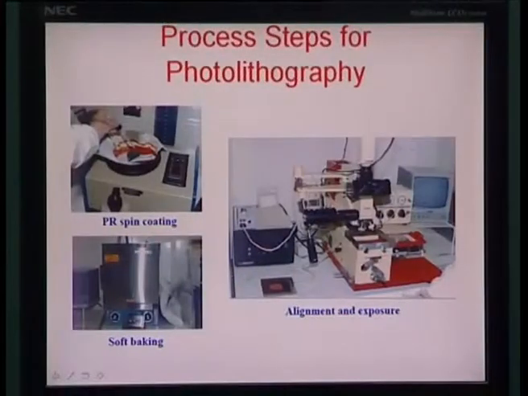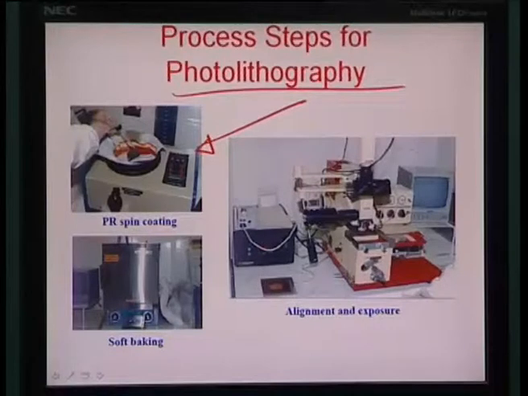The steps for lithography occur in the following manner. You first do photoresist spin coating. This shows such a spinner where you are dispensing the photoresist. This is the small wafer on the spinning table, which spins at a very high rate, and then a thin layer of photoresist is created.